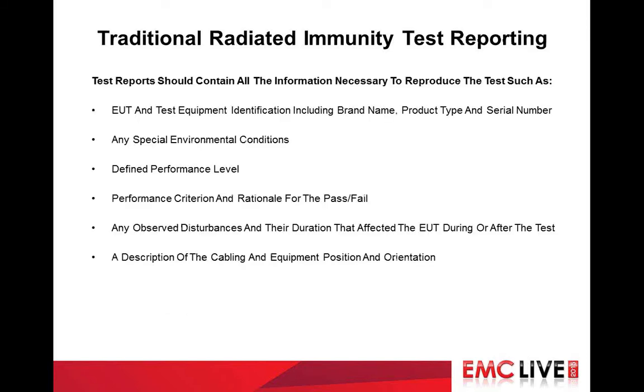The test report shall contain all the information necessary to reproduce the test. In particular, the following shall be recorded: identification of the EUT and associated equipment, any special environment conditions, any specific condition necessary to enable the test to be performed, performance level, performance criteria specified in the test plan, the rationale for pass-fail decisions, any specific condition of use, for example, cable lengths or types, shielding or grounding, or EUT operation conditions. A complete description of the cable and equipment position and orientation shall be included in the test report.